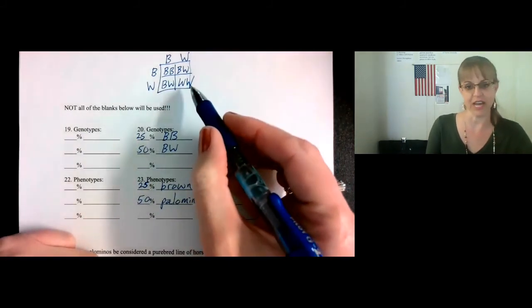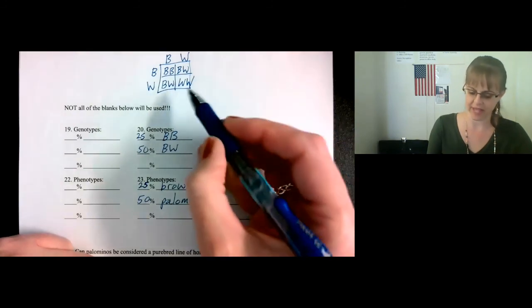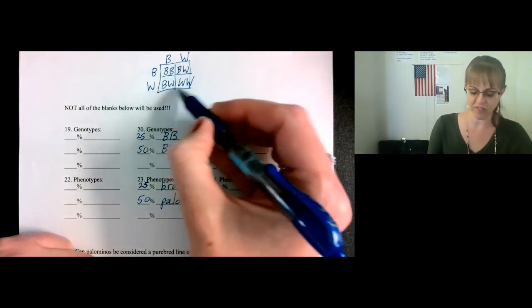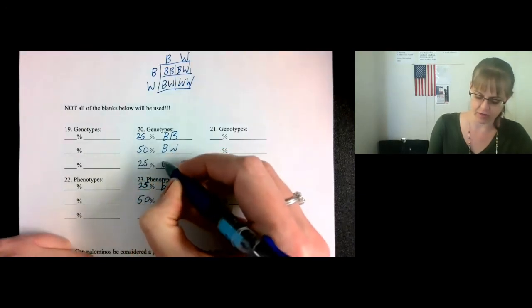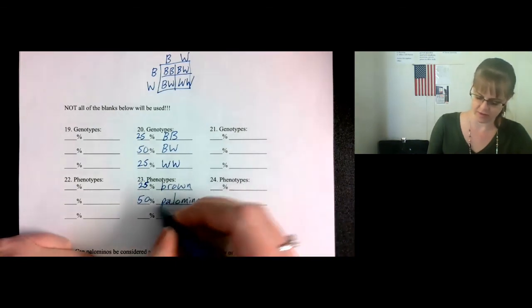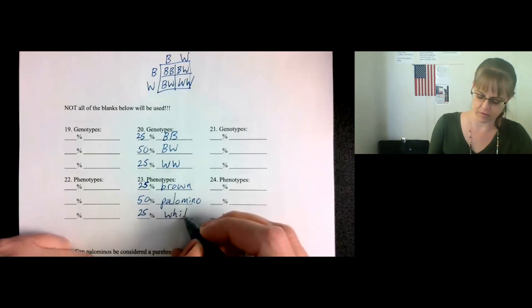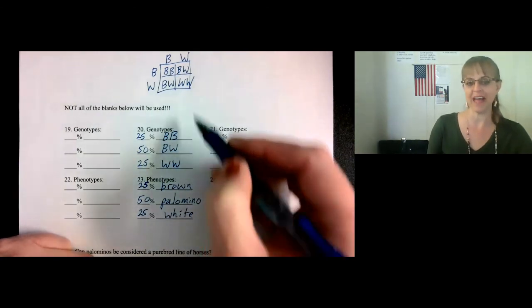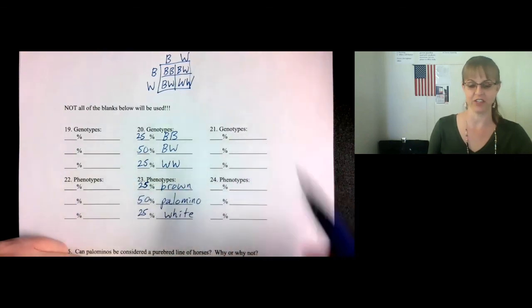The third genotype is WW. This will result in a white horse. And there are 1 out of 4, so once again that's 25%. That's how you should fill in this middle one. Then you should be able to get the first and the last.